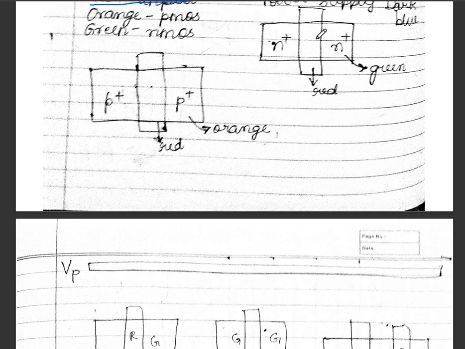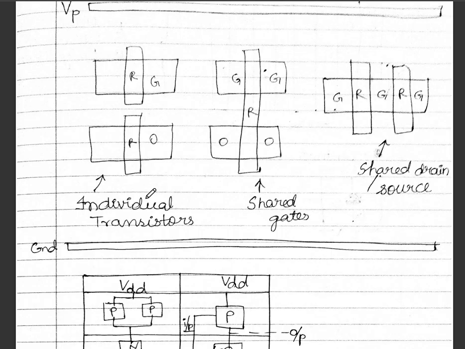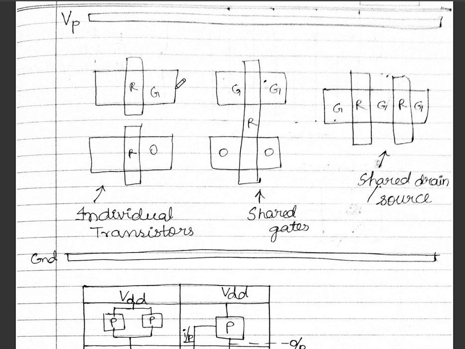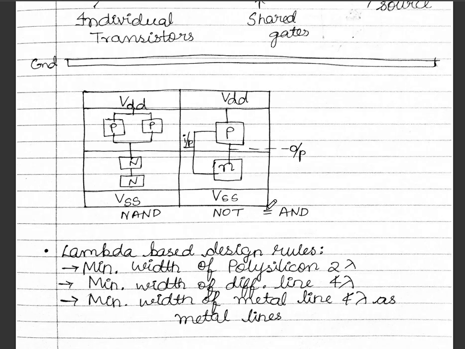So this is the NMOS structure and this is the PMOS structure. These are individual transistors. Here O represents the orange color, R represents red and G represents green. This is the transistors having shared gate, and this is the transistors having shared drain or source terminal. So this is how you represent in the layout design rules.